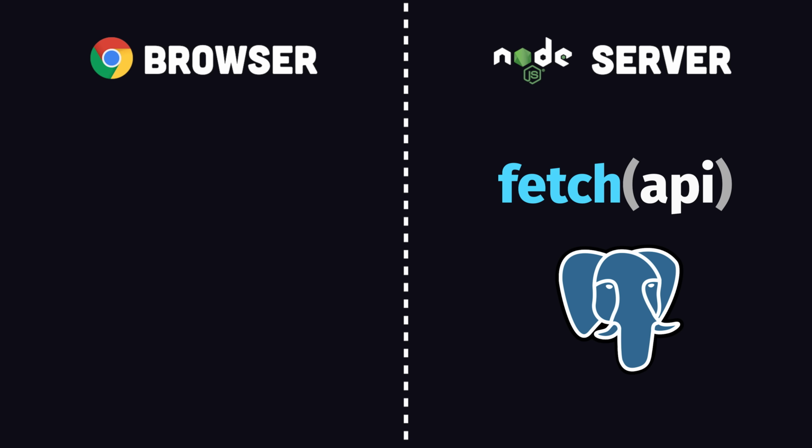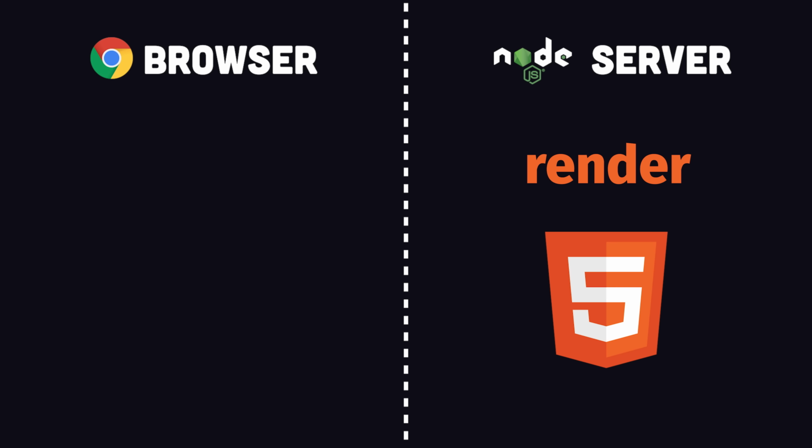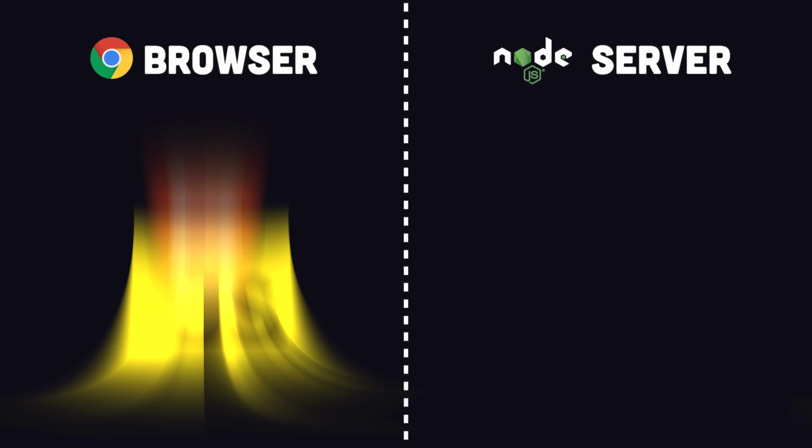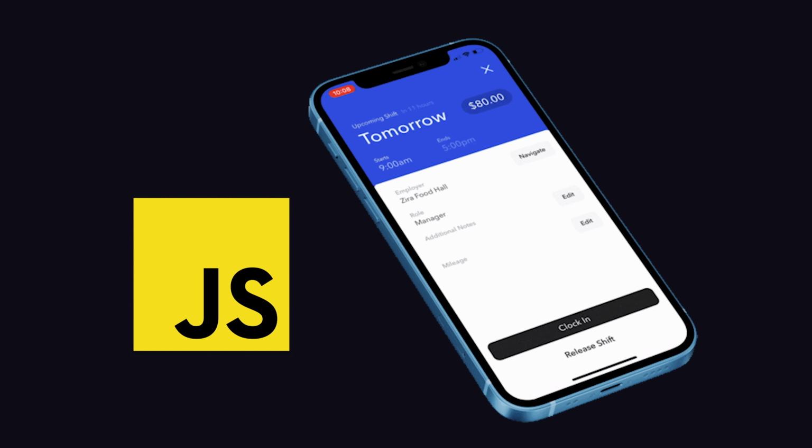This allows the server to fetch data upfront, so the browser can receive fully rendered HTML, which can be critical for performance and SEO. Then JavaScript takes over to render all future pages like a fast and smooth single-page application.